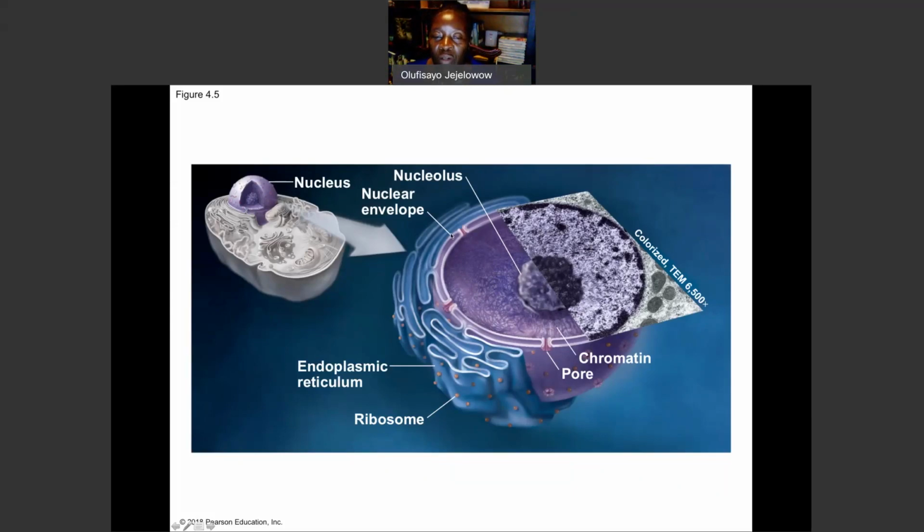enclosed in the nuclear envelope. The nuclear envelope and the plasma membrane are made of phospholipid bilayer. This is one phospholipid bilayer. This is another phospholipid bilayer. So you have a double layer membrane here enveloping the DNA material of the cell.